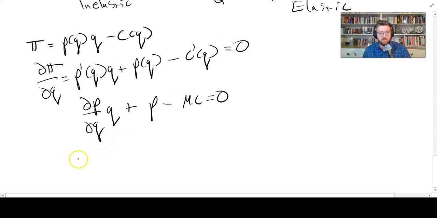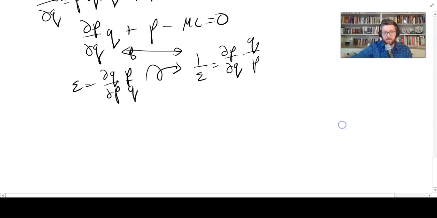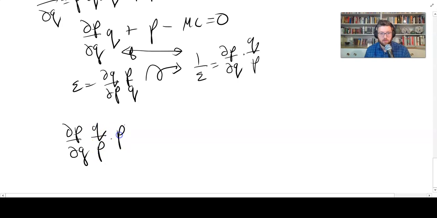This is useful because remember the elasticity, as I just defined, is defined as so. If we flip this thing around, we can get 1 over the elasticity is equal to the partial derivative of p with respect to q times q over p, which is flipping all those things. And that's pretty close to what we've got right there. In fact, if we just multiply and divide by p, we can get this whole thing equal to 1 over the elasticity.